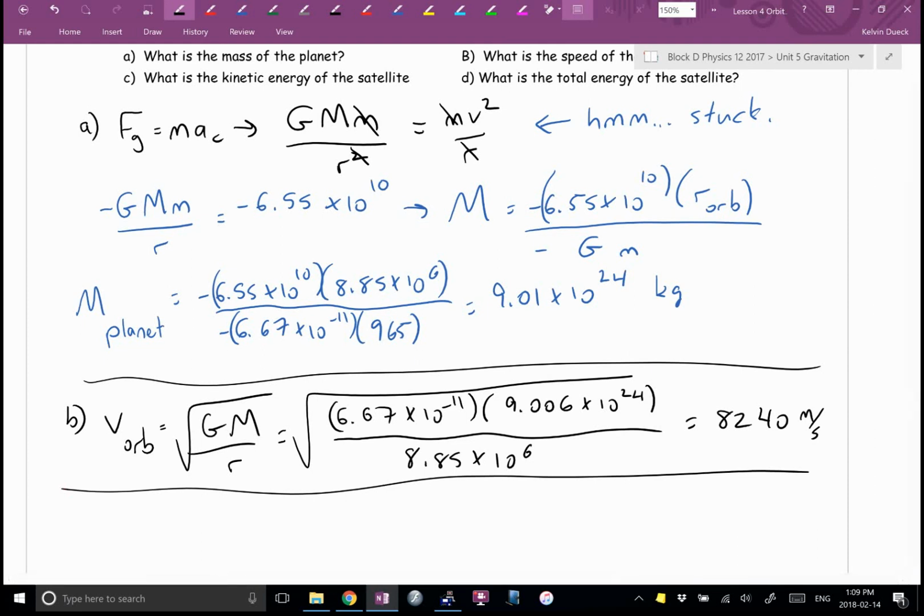What's part C want me to find, folks? How do I find kinetic energy? What did I find in part B? V. Which M am I going to use here? The mass of the planet or the 965 mass of the satellite? Why? Because that's the thing that's moving. Okay. 0.5, 965, all right, 8240 squared, but I'm going to use my calculator.